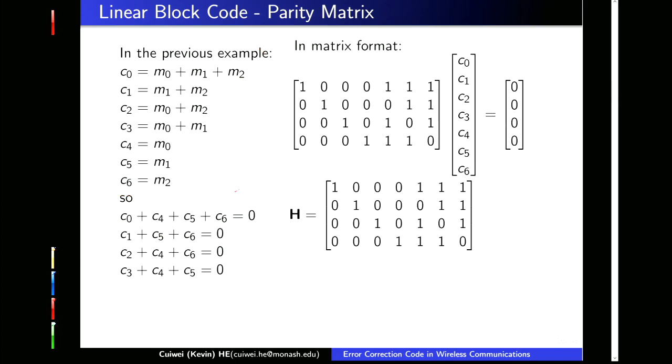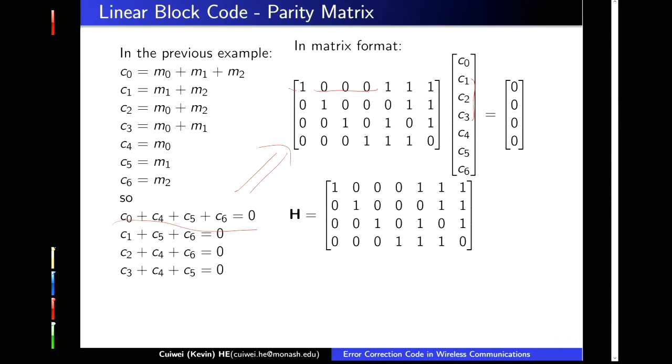And we can also further write it into a matrix format. It's very straightforward. For instance, the first relationship is this, because C1, C2, C3 don't contribute to the first equation. That's why there are three 0 elements here. So it's very basic matrix calculation.